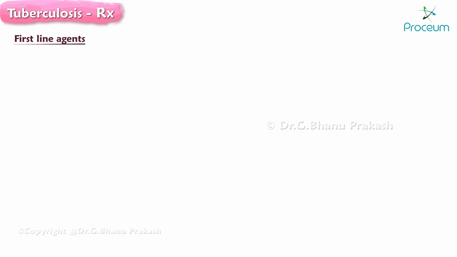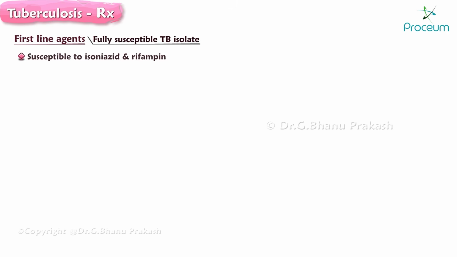A tuberculosis isolate is known to be fully susceptible when it's susceptible to isoniazid and rifampin. Once a tuberculosis isolate is known to be fully susceptible, ethambutol or streptomycin can be discontinued, keeping rifampin and isoniazid.